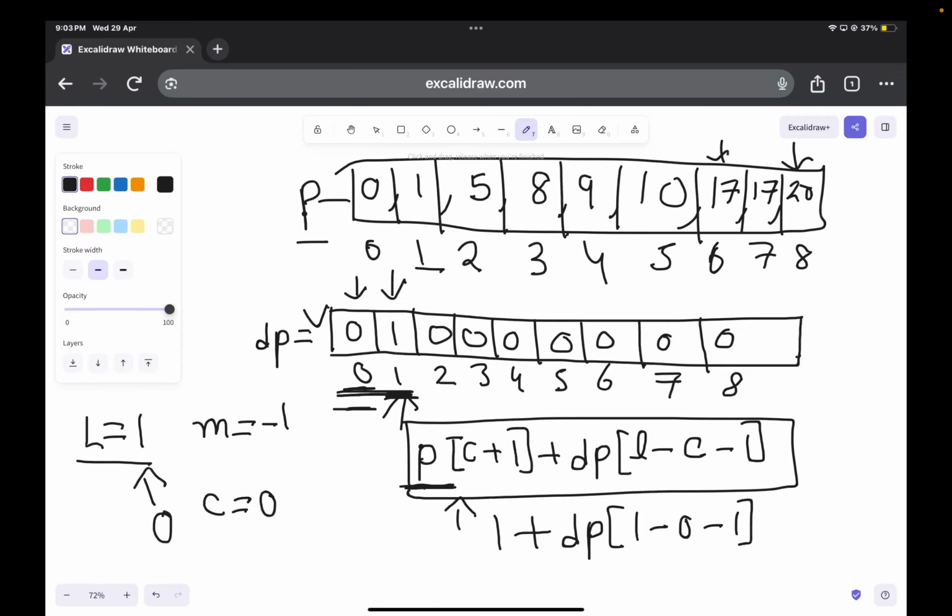So think logically first. Here I am telling you length 1 is there, and if you cut 0, ultimately length 1 is remaining, right? What is the length 1 price? Length 1 price is 1. Understood? I'll come to the formula. Don't think about the formula right now. Just think logically. Understood? Yes, sir. Okay, now let's move to 2.